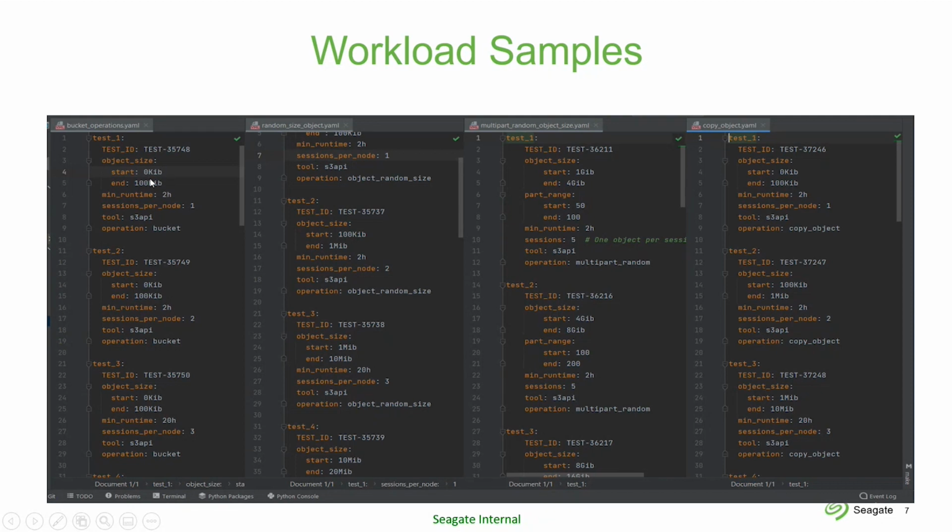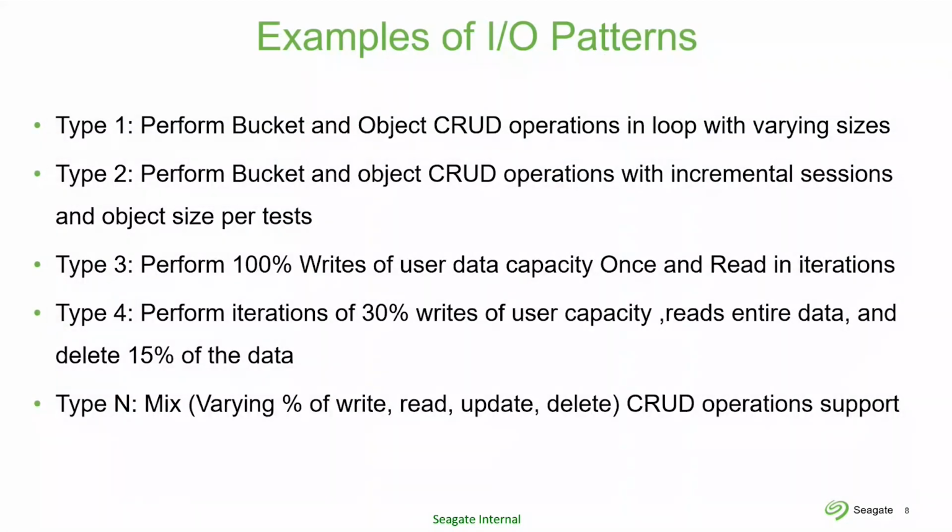In this way, we will keep increasing the number of sessions, number of threads or clients, we can say, and also the object size. There are 12 test cases, but it can be n test cases. By that time, someday the system will give up. So these are just examples of the IO patterns we are executing.